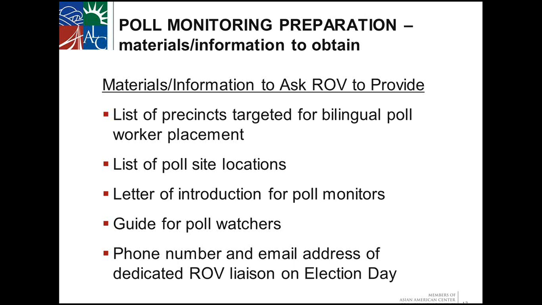Guide for poll watchers. The do's and don'ts, the rules dictating what they are allowed to do at a poll site. The ROV oftentimes is the best resource for providing that information. And then finally, a phone number and email address for the ROV in order to report any issues or problems on Election Day, so they get that information in real time. Getting that contact info is really a great idea, so that you can have any major issues addressed as soon as possible.